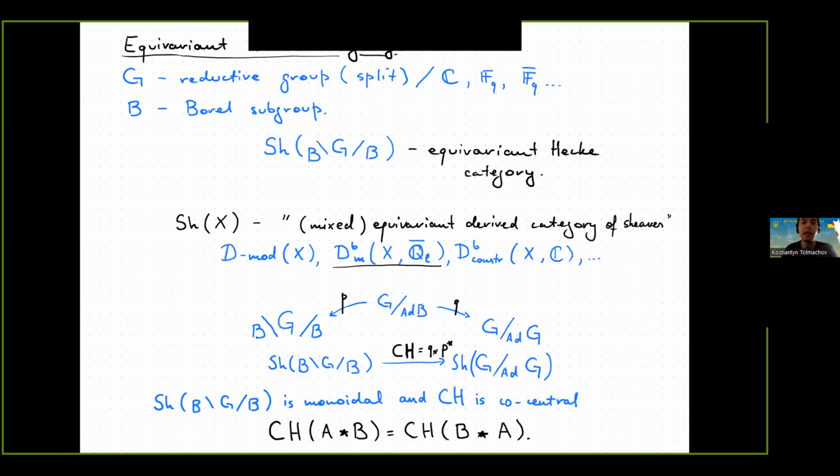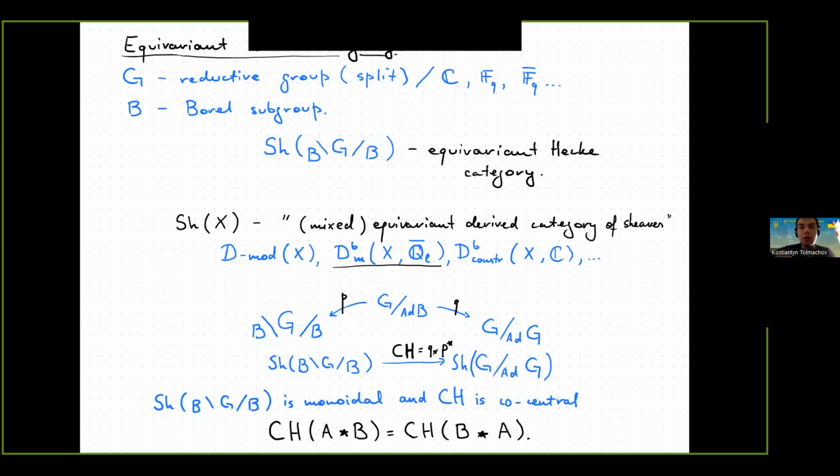So we have the following diagram of stacks. We can consider G double quotient by B. We can consider the G adjoint quotient by B, so this is G quotient by B, where B acts by conjugation. And we can consider the adjoint quotient of G by itself. Then pull-push along this diagram gives a functor from sheaves on the geometric Hecke category to equivariant sheaves on G.